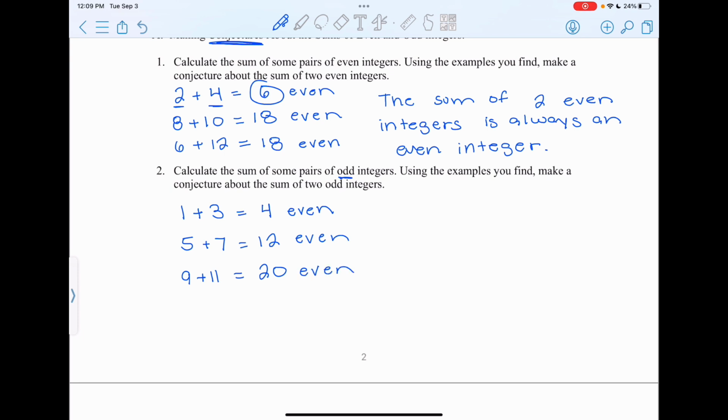Now, once again, I'm only witnessing 3 examples. I could do this infinitely, but since I did not prove it for all pairs of odd integers, and I'm only basing this conjecture on some examples, this is an example of inductive reasoning, making a generalization based on a pattern or based on examples. But my conjecture is going to be that the sum of 2 odd integers is always even, because every time I added 2 odd integers, I got an even integer.